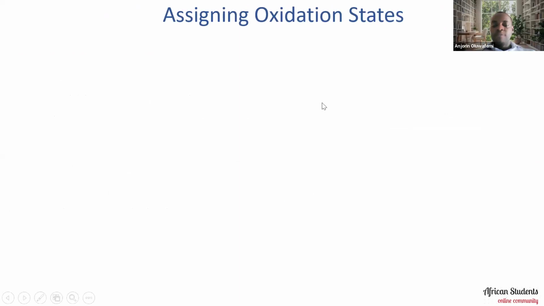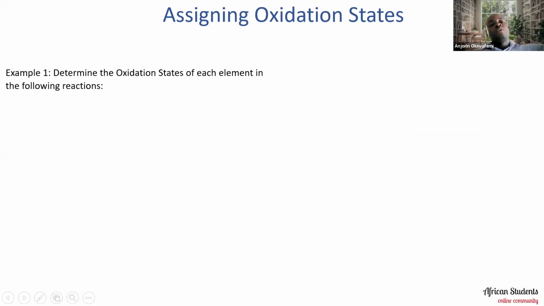Assigning oxidation states. The first example that we are going to use to buttress this point is: determine the oxidation state of each element in the following reaction. Now, you have iron reacting with oxygen to give us Fe2O3. We are told to determine the oxidation state of each element in the reaction. So we want to look at the oxidation state of iron, of oxygen, and so on and so forth.